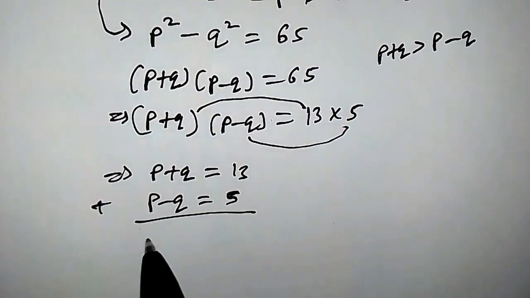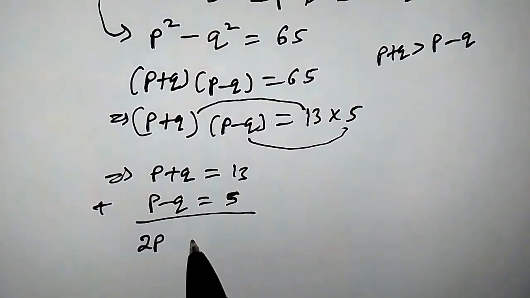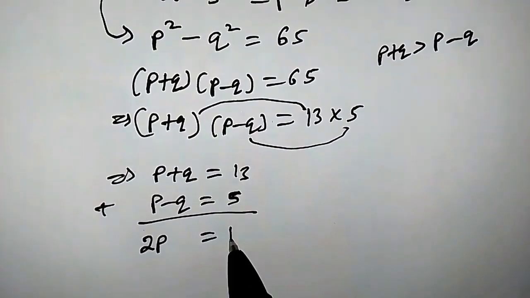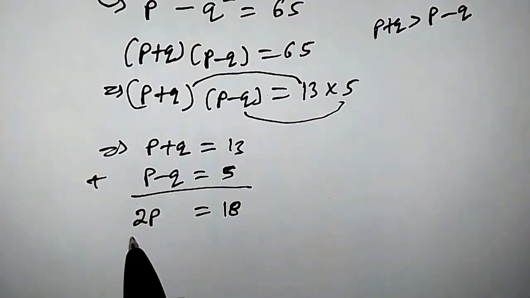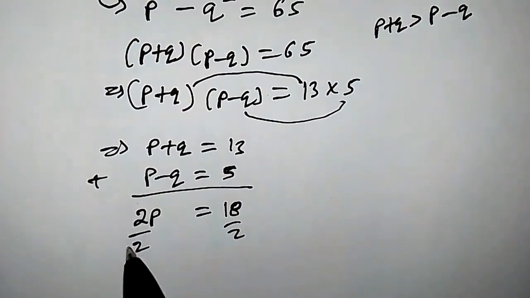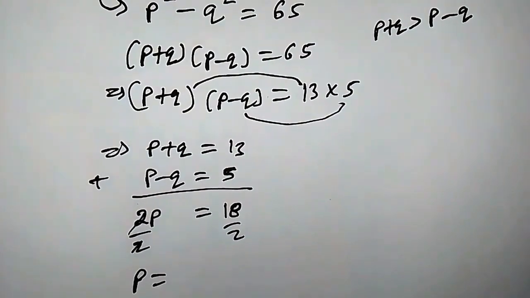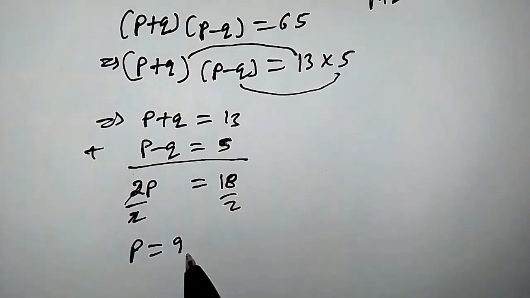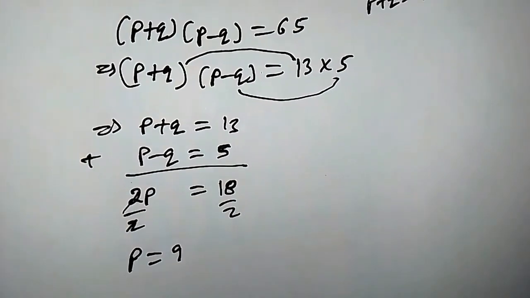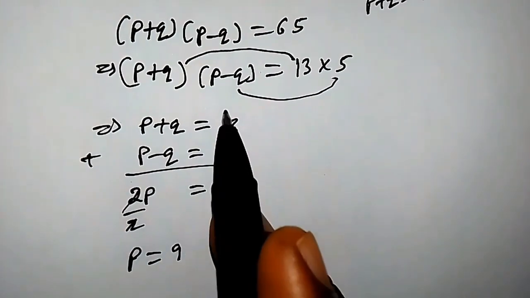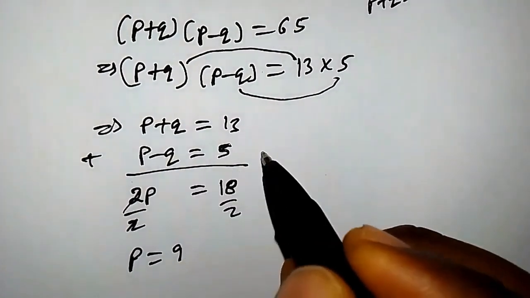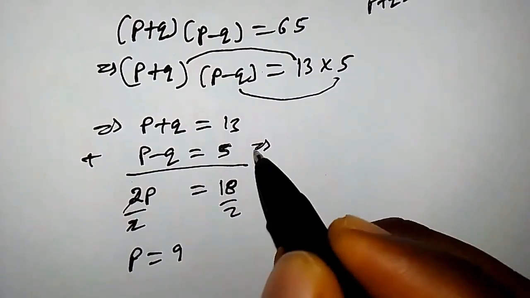So when we add these, we get 2p equals 13 plus 5, that is 18. Let's divide both sides by 2. So we get p on the left equals 18 over 2, that is 9. So our value of p is 9. Substitute this value of p into any of these equations. So let's plug it here. We're going to have p is 9.